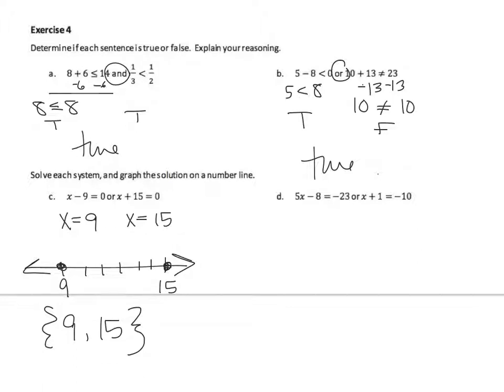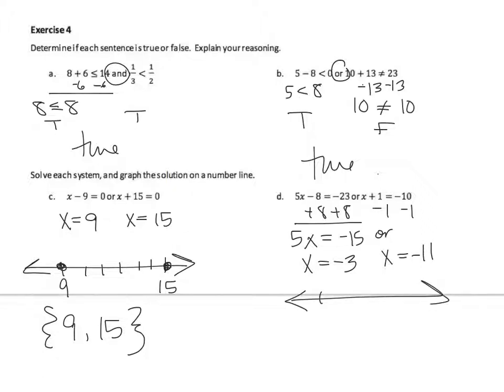And last one. Add 8. 5x is equal to negative 15. X is equal to negative 3. Or minus 1 minus 1. X is equal to negative 11. 10, 9, 8, 7, 6, 5, 4, 3. Dot. Solution set. Do the smallest one first.